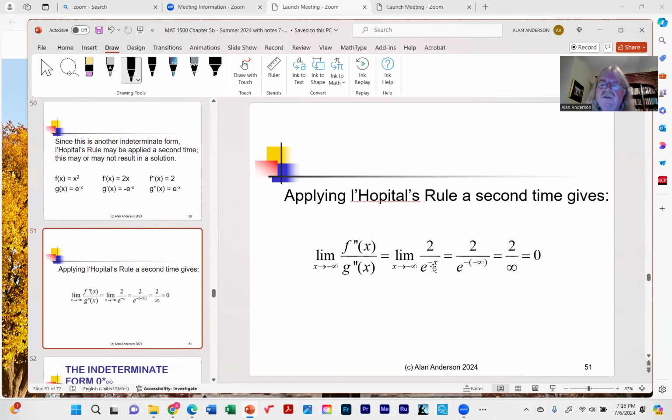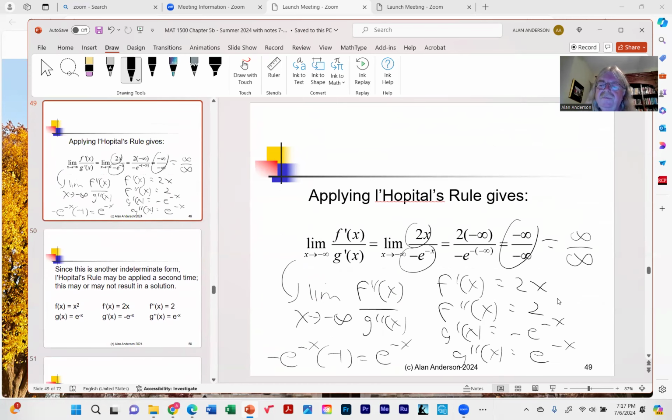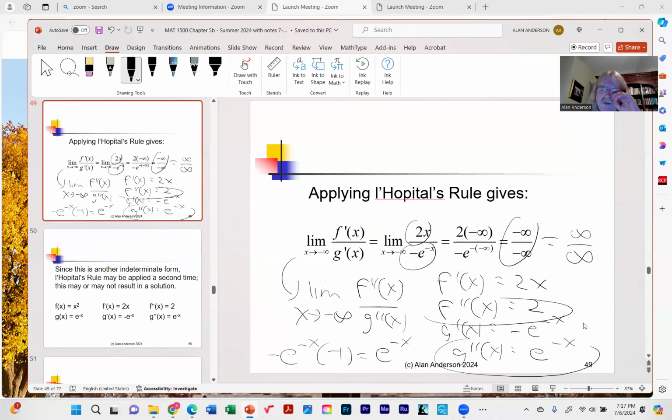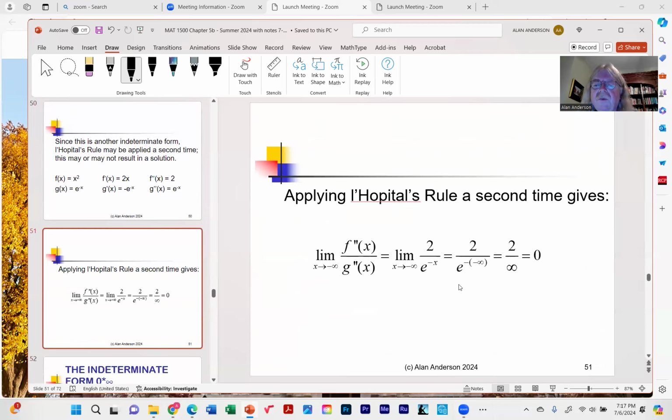Okay, so here it is, 2 is our second derivative of f. And then here we have e to the minus x. So let's see what happens with that ratio when we take the limits. So direct substitution, the 2 will stay at 2 in the numerator. Here we have e to the positive infinity.